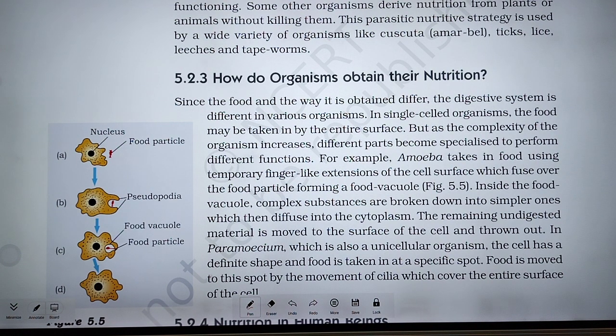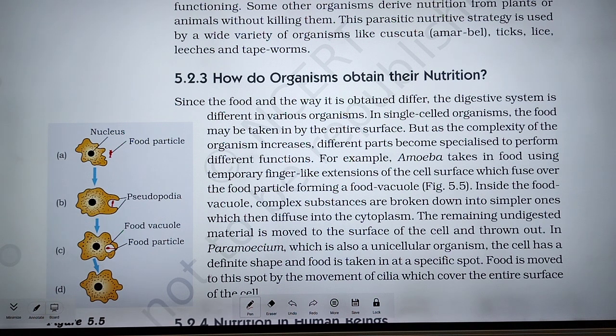Now complex substances are broken into simpler ones, which diffuse into the cytoplasm. The remaining undigested material is moved to the surface of the cell and thrown out.